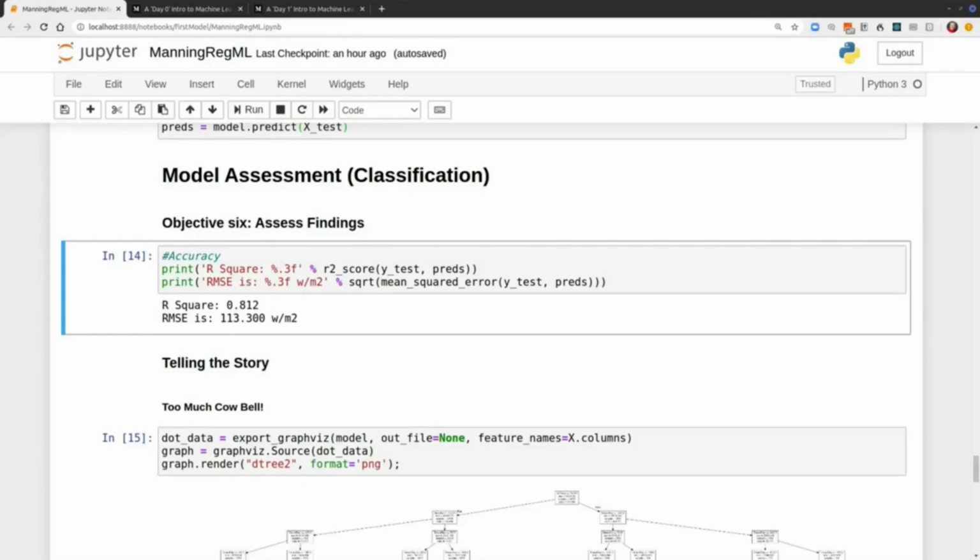Also, you have an inverse of R squared, methodically. As the R squared rises and your model is training appropriately and understands more and more of the data, the error between your predictions and your real values should actually go down. And that's what RMSE is. You can see here I've made this conversion. We're sitting at around 113 watts per meter squared of solar radiation in error.